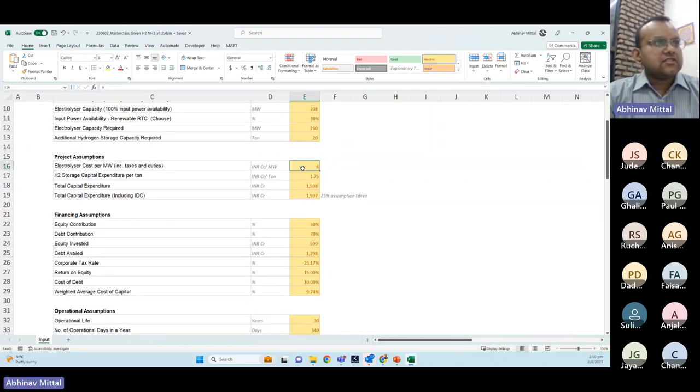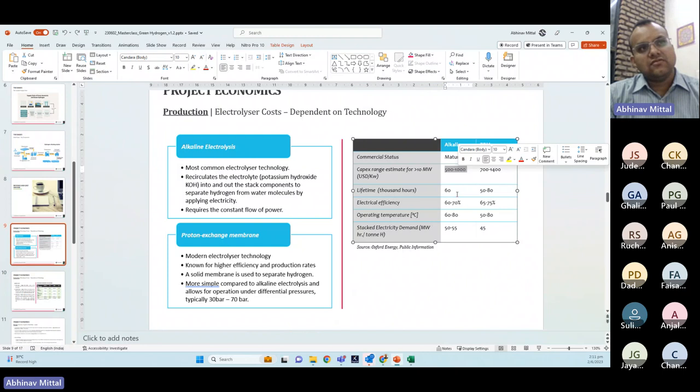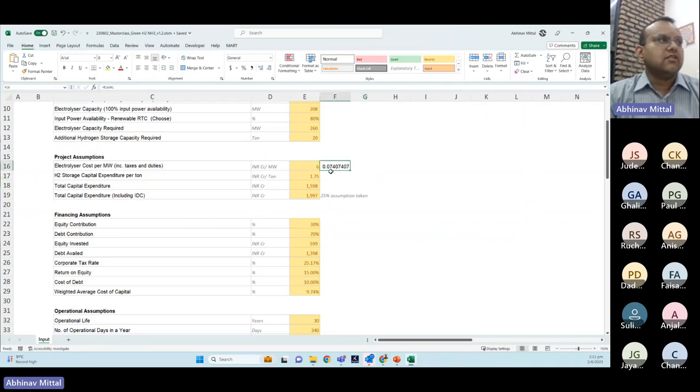So the electrolyzer cost per megawatt, this is INR crores per megawatt. So in terms of dollars, if you want to convert, this would be around 740. This is for alkaline. So you can see this is in the same range, 500 to 1000. So this is the alkaline electrolyzer, $740 per kilowatt. And then this is on the storage part.